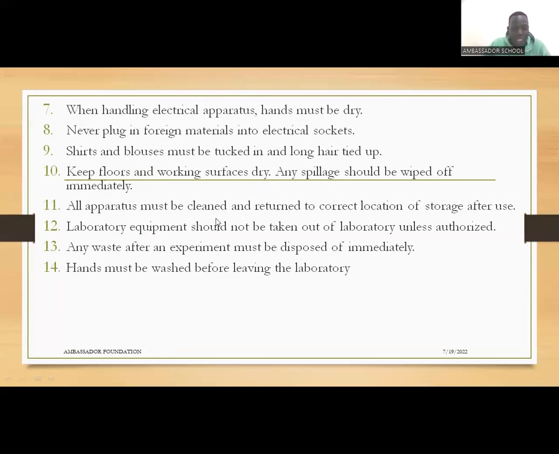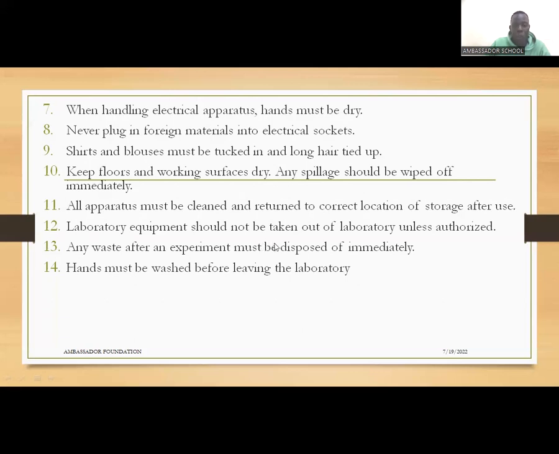All apparatus must be cleaned and returned to the correct location of storage after use. So after using it, clean, return it. This one should be followed by all the students. I see most of them, they wait for the lab tech to assist you. No, it's like at home. After eating, you take the utensils where they should be, even here. You return the apparatus where it should be.